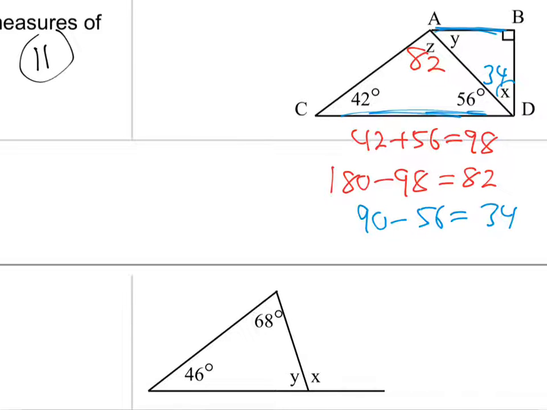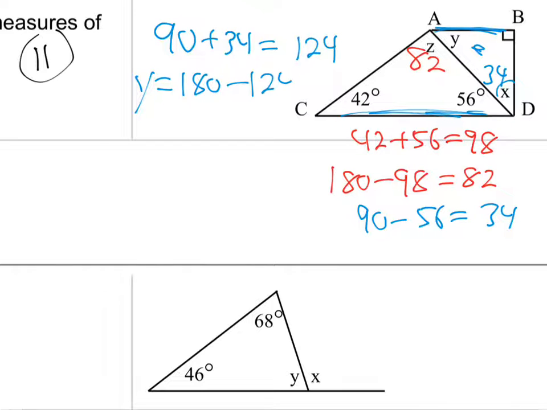And then we can get Y because of the 180 total in this triangle here. So 90 plus 34. What is that? 124. And then Y will equal whatever's left over from 180. Y will be, what's that, 56? So Y's got to be 56. And we got them all. Good job.